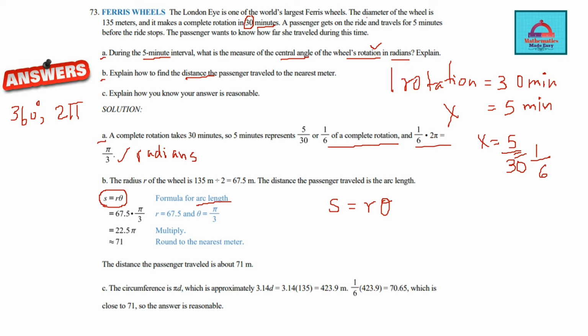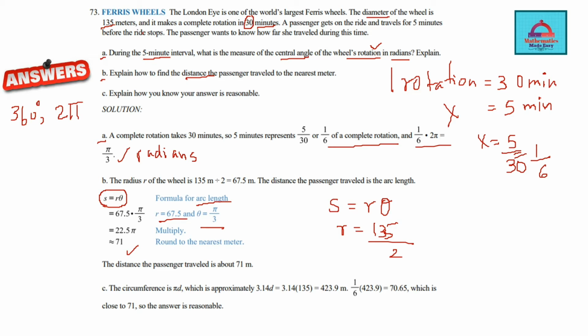So what was given to you in the question? Let's come back. Diameter. If the diameter of a circle is given, how do you find the radius? Yes, very good. You get the radius by dividing the diameter by 2. So what is that? 67.5. So just put R as 67.5, theta as pi by 3 radians, which you got from the first part. Substitute, simplify, and you get your answer. Rounding to the nearest meter, the distance the passenger traveled is around 71 meters. So that completes part B.